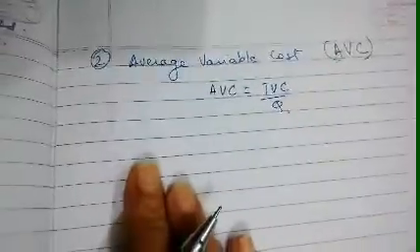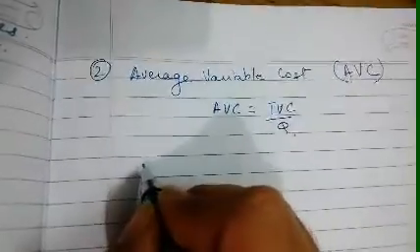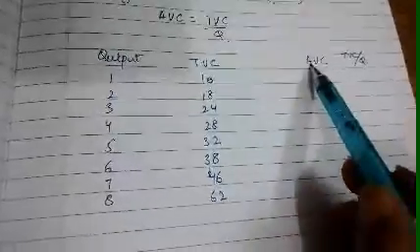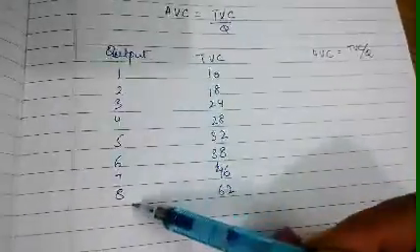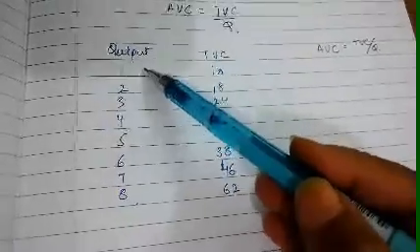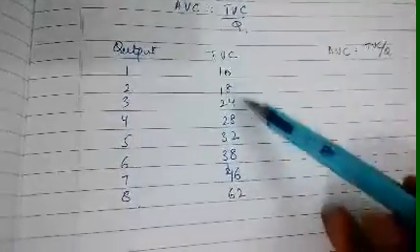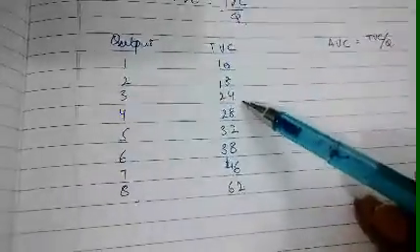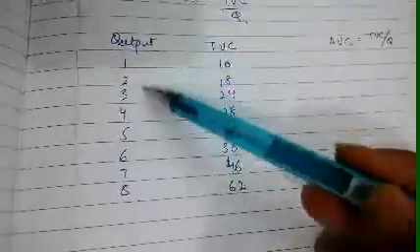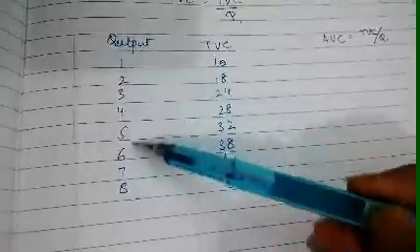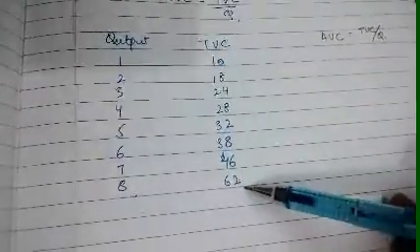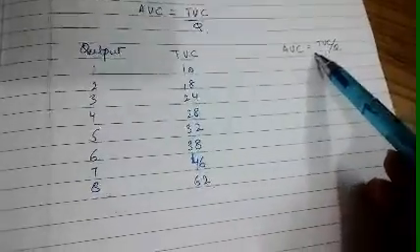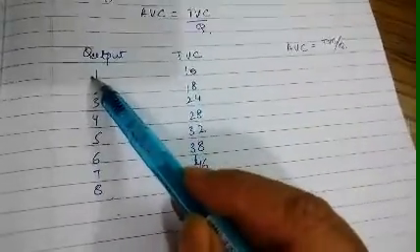Okay, so over here, when we calculate average variable cost, suppose output is given to us in units. This is total variable cost which is given to us. So what you will notice over here is that total variable cost is increasing every time when output is increasing. As the units produced increases, total variable cost also increases. Now we need to calculate average variable cost. How to calculate average variable cost? Total variable cost is divided by the output.